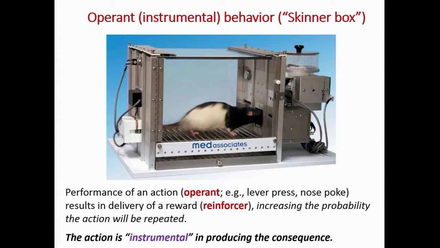And we place it in this chamber, which is called a Skinner box or an operant chamber. What happens is the performance of an action, an operant, which might be a lever press or a nose poke into a little hole. Rats, and rodents in general, like to poke their nose into holes. So either a lever press or a nose poke results in the delivery of a reward, and the reward is called a reinforcer. And that increases the probability that they'll repeat that action.